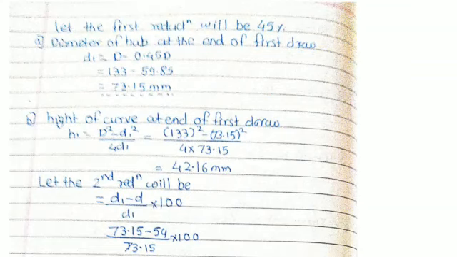Now we find the height of the cup at the end of the first draw. The formula we use is H1, the height of the cup at the end of the first draw, which is given by capital D square minus small d1 square, divided by 4 into d1. Capital D is known to us, 133, and d1 we have just calculated, 73.15. So H1 is 42.16. This is the height of the cup at the end of the first draw.